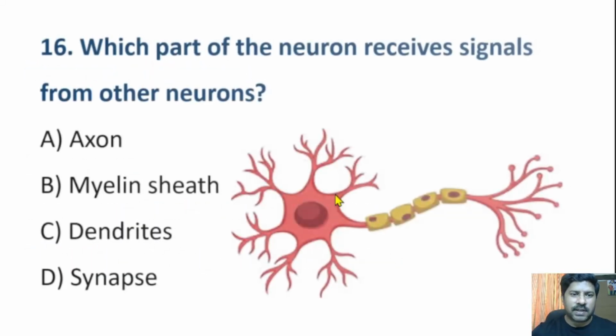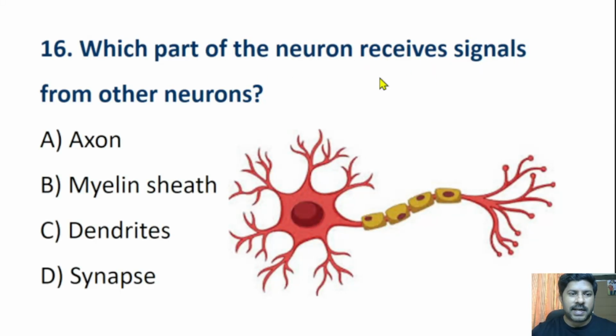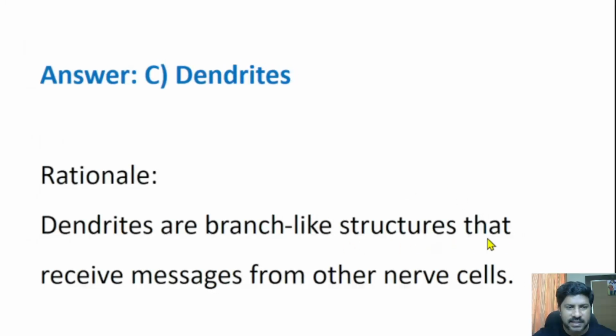Then 16th question, which part of the neuron receives signals from the other neurons? Axon, myelin sheath, dendrites, synapse. The correct answer is option C, that is dendrites. Dendrites receive signals from the other neurons that will carry into the nucleus. From there, it transmits into other nuclei. Dendrites are branch-like structures that receive messages from other nerve cells.